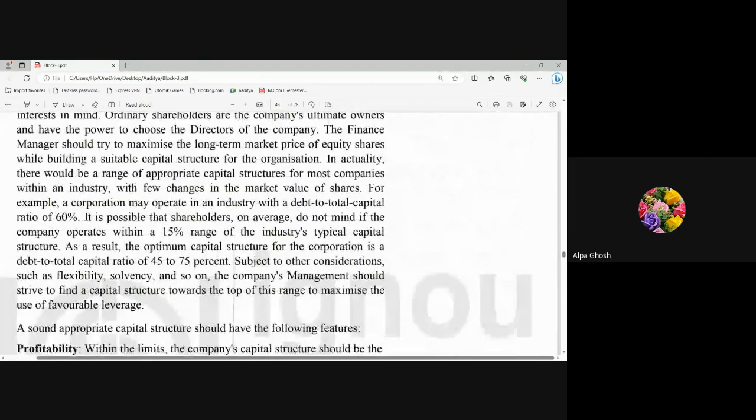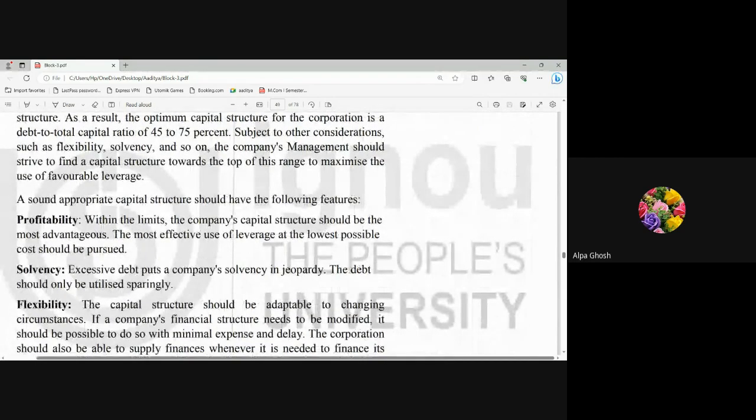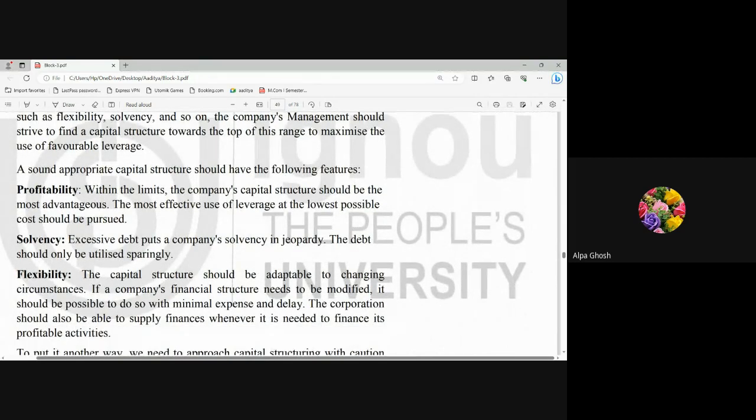The features of capital structure. The capital structure should be designed in such a manner that it should aim at more and more profits. So it should aim at the profitability of the company.